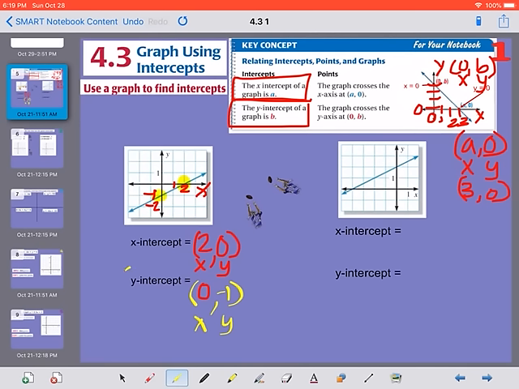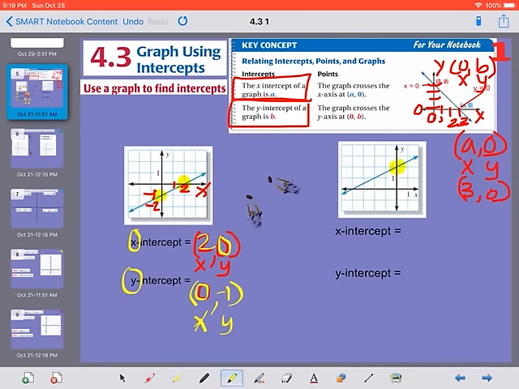So notice our y-intercept, we have a number for y. Our x-intercept, we have a number for x, because that's where we're crossing the x-axis and the y-axis. The other number is 0 because it's on the line. So let's look at our next one.